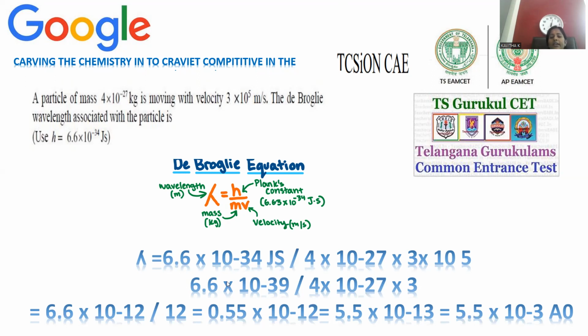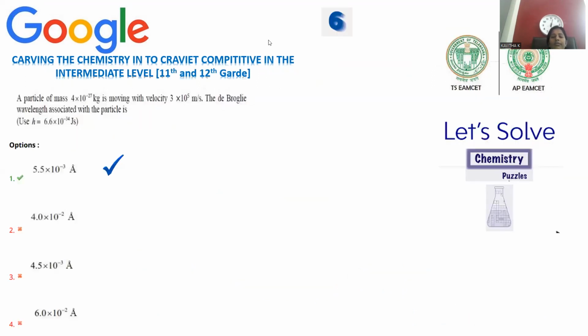This is the way we can go for the calculation. For question number 6, option number 1 is the correct answer, using the de Broglie equation. If you know the de Broglie equation, it is obvious how to go for the calculation. Lambda is equal to h by mv. Lambda is the de Broglie wavelength, h is the Planck constant, m is the mass in kilograms, and v is the velocity in meter per second. If you substitute the values directly, we will get this value. For question number 6, option 1 is the correct answer.